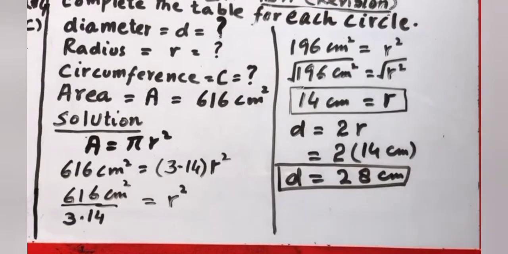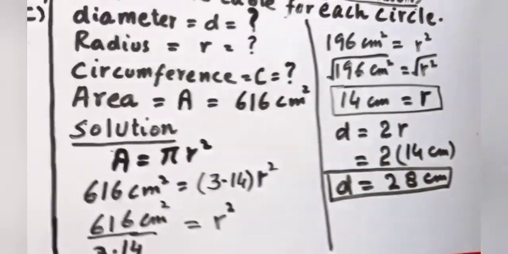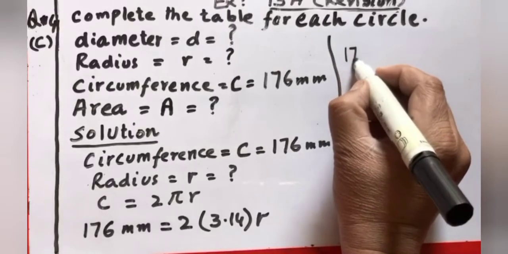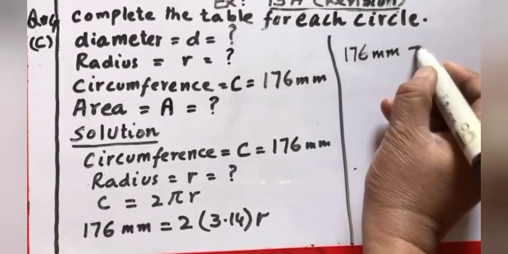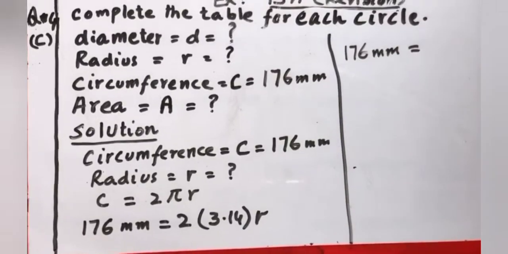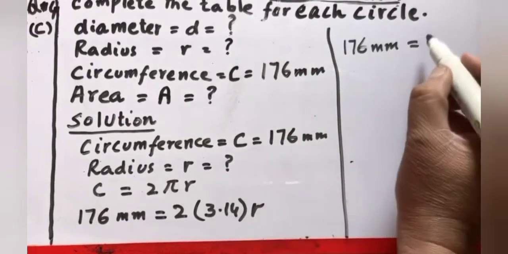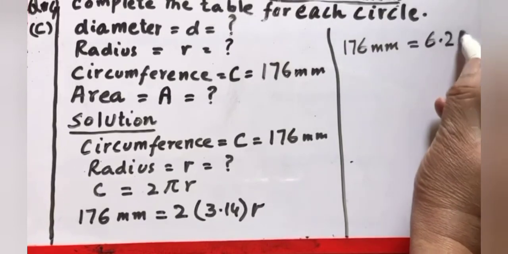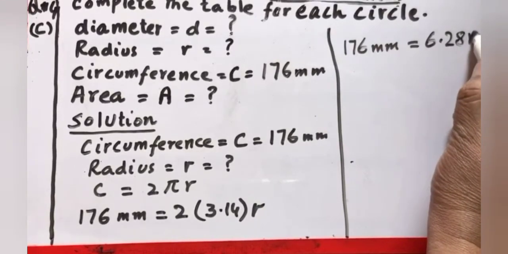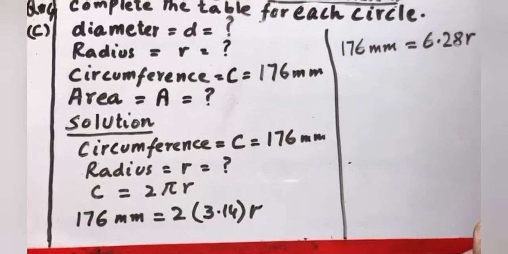Now we are going to find the circumference of a circle. As we know, by using the formula of circumference, c is equal to 2 pi r. By writing the left hand side as it is and simplifying the right hand side, in which the 2 is multiplying 3.14, by multiplying it becomes 6.28 into r. So we have to isolate r.